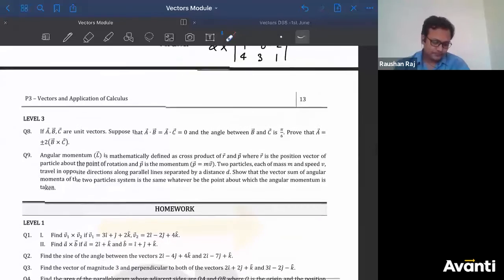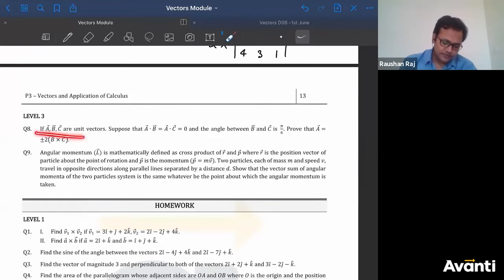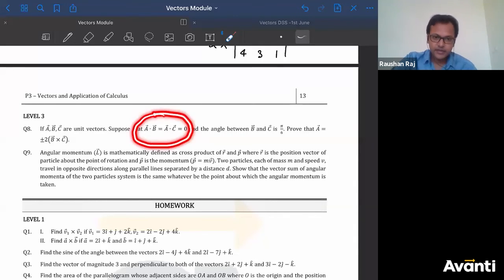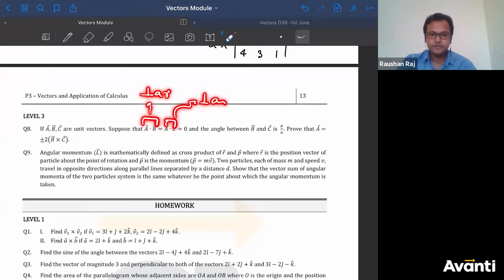Look. A, B, C are what? Unit vectors. Suppose that A dot B is equal to A dot C is equal to 0. What does that mean? What are the conclusions that you can make out of these? That means A and B are perpendicular. Similarly, A and C are perpendicular. Correct? Very good, guys.